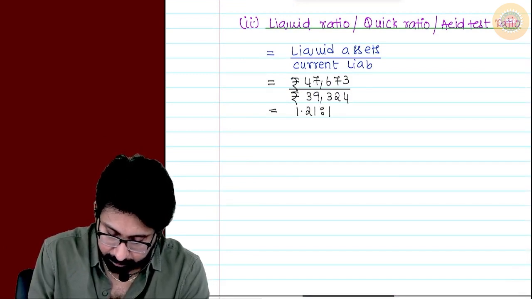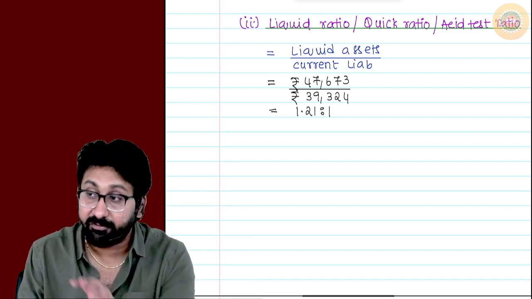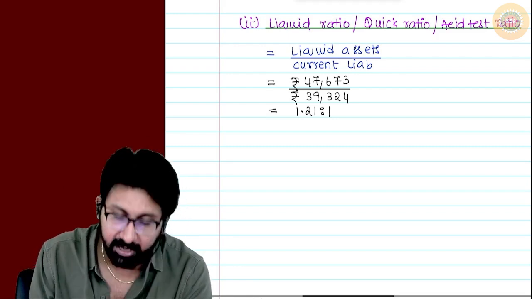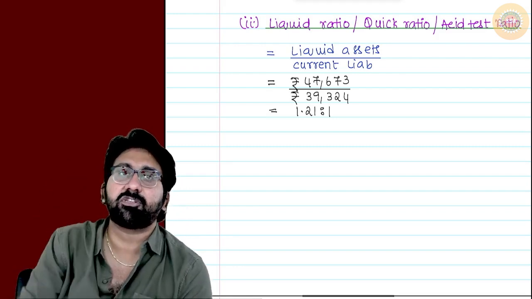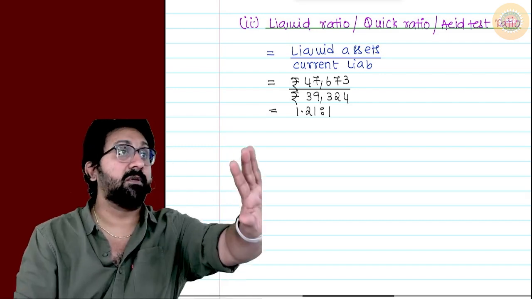1.21. Previously what was the ratio? 4:6. The difference has come because of the payment. First, tell me, is the company having a decent liquid ratio or not? Yes, answer: yes, it is.